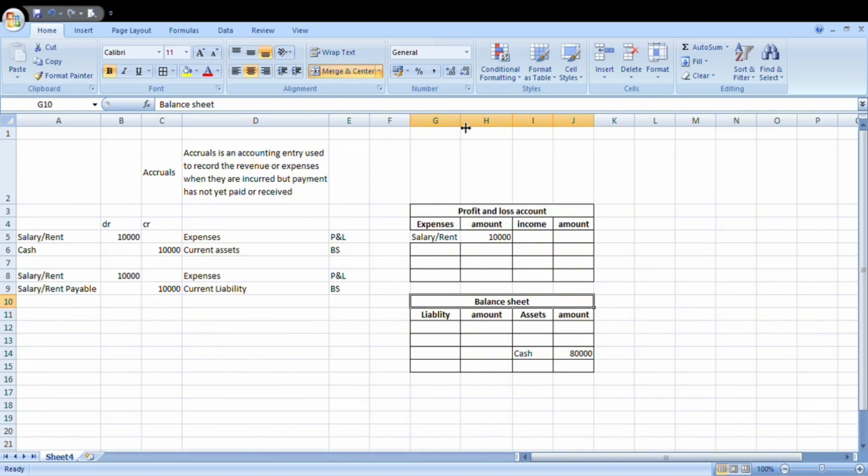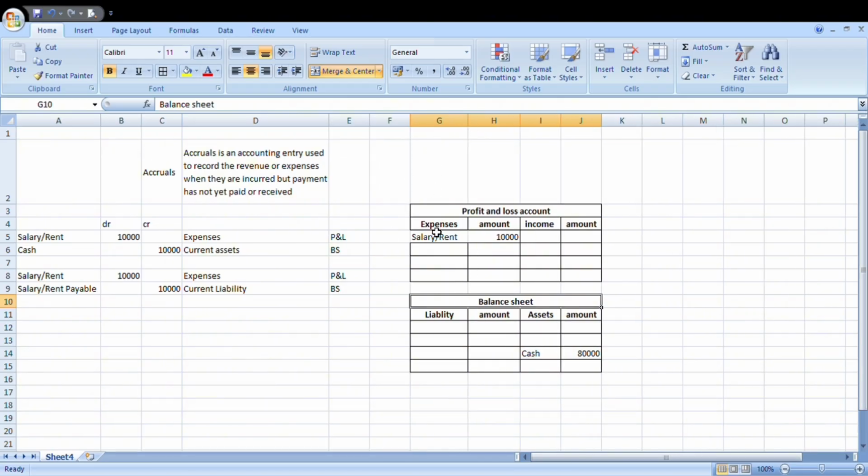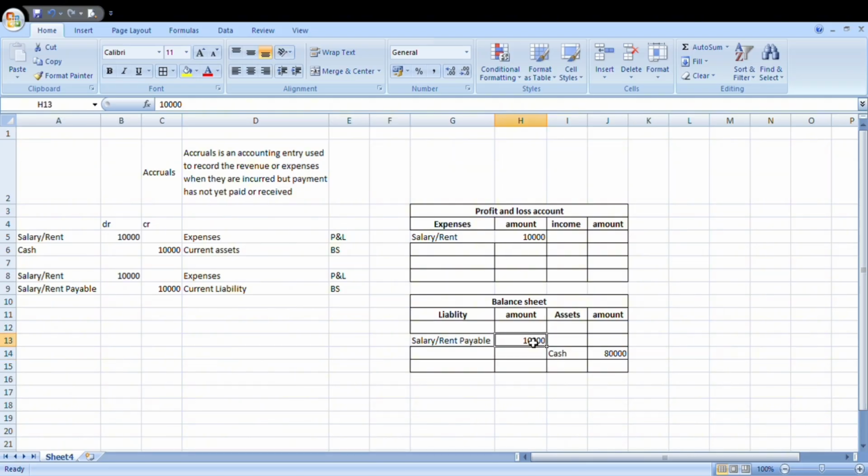So now we'll see how accrual will impact the balance sheet. For the accrual entry also it is the same. Salary means expenses, P&L account, salary 10,000. And this is salary or rent payable. This is a current liability, on the balance sheet current liability side. I'll give salary or rent payable, 10,000. So here it shows this would be payable.